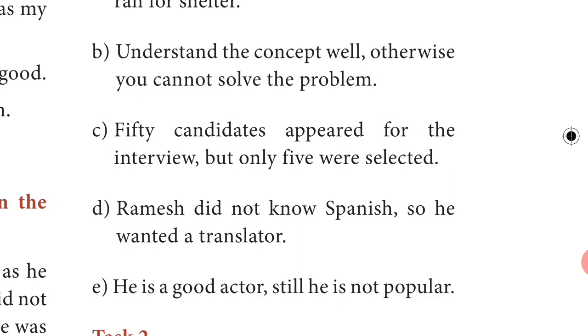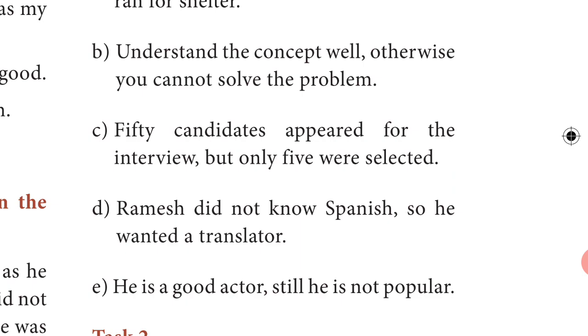Okay, 50 candidates appeared for the interview, but only 5 were selected. So how many main clauses are there? Correct. 50 candidates appeared for the interview is the first main clause. Only 5 were selected, that is the second main clause. So what is the conjunction here? But.